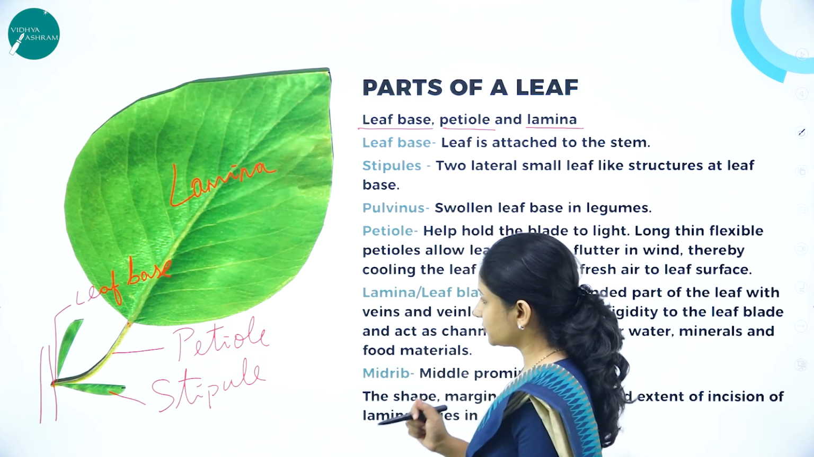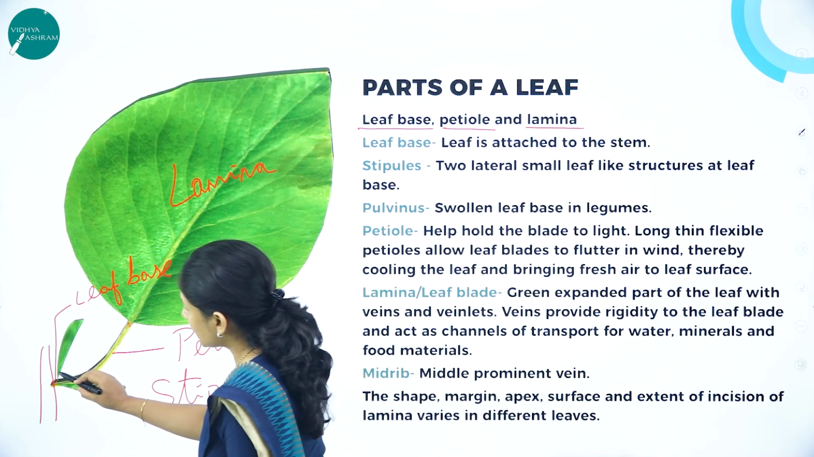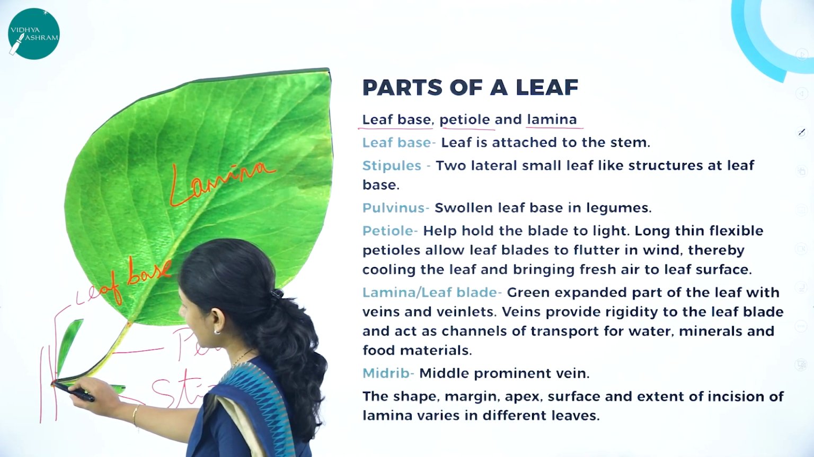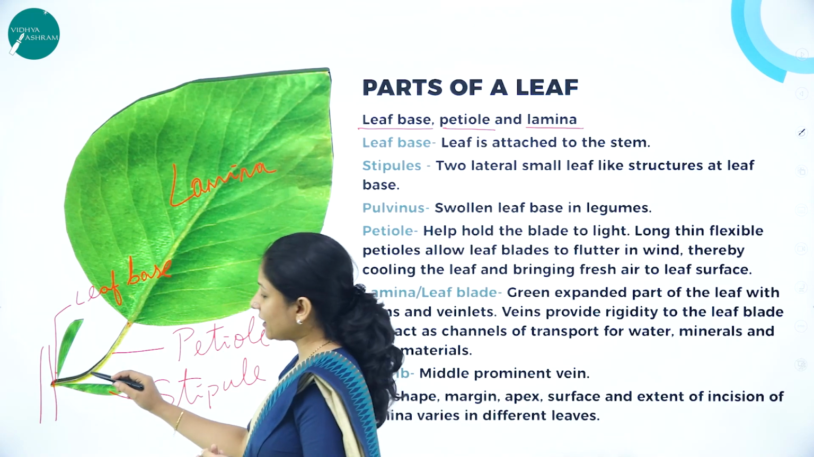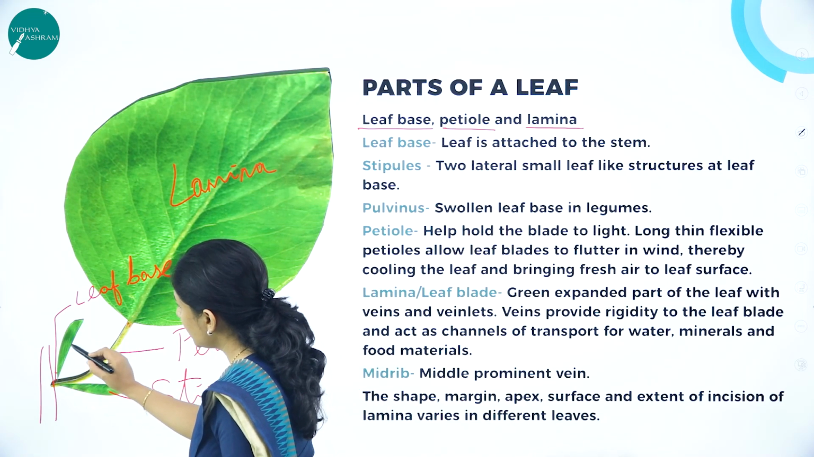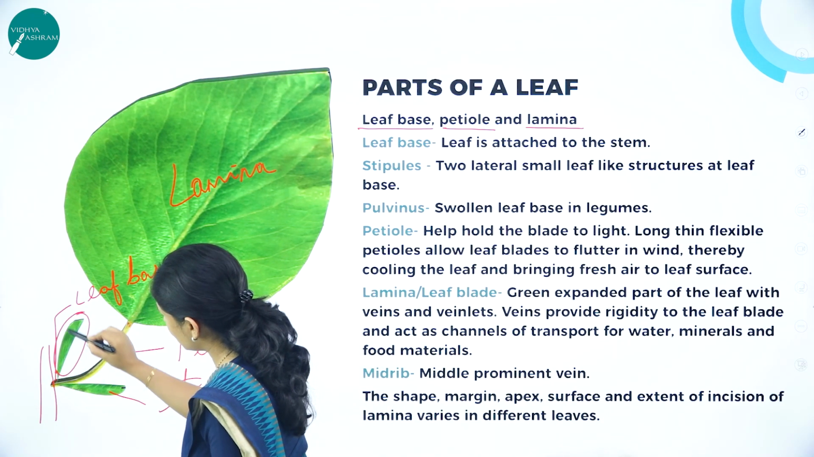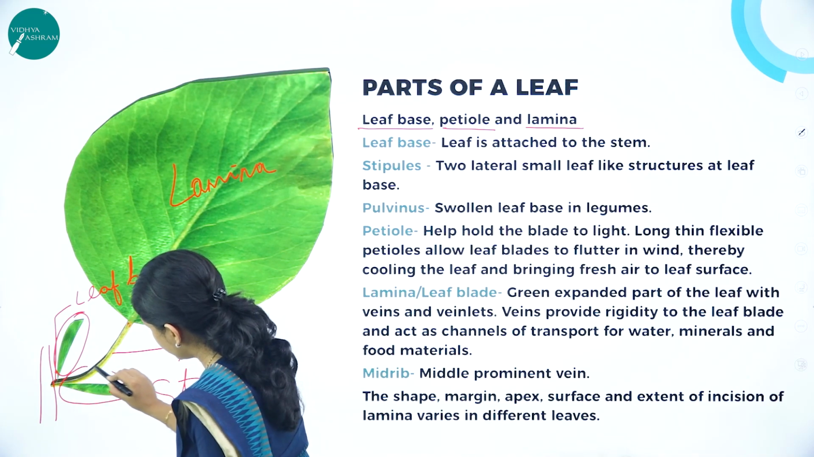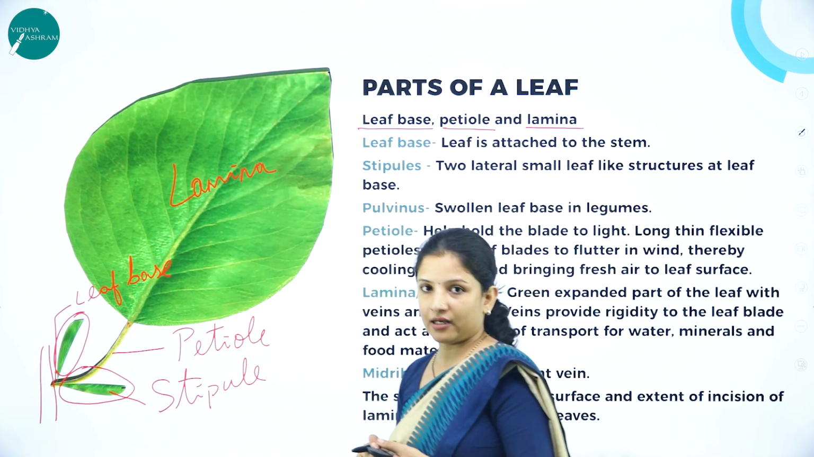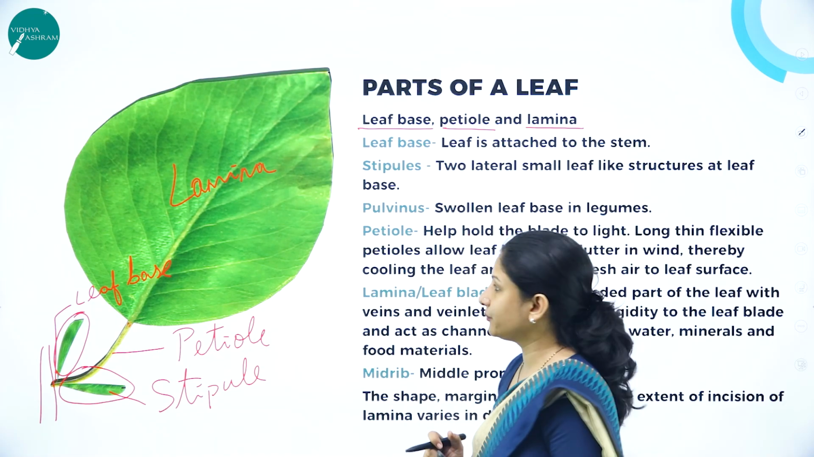Next, talking about the petiole. At the lateral region of the stem, right from the base of the petiole, you can see two reduced leaf-like structures, which are also green in color, arising, and they are called the stipules.